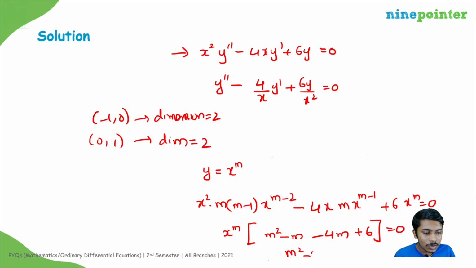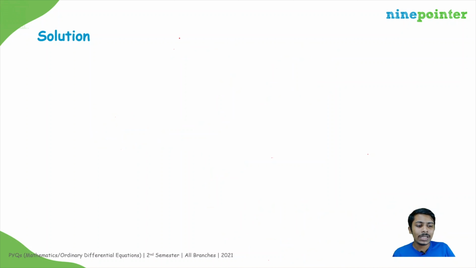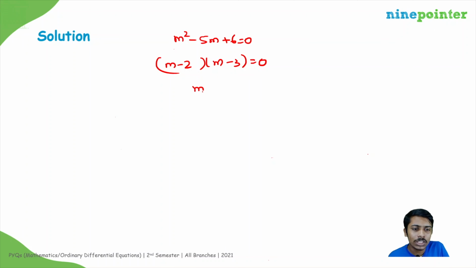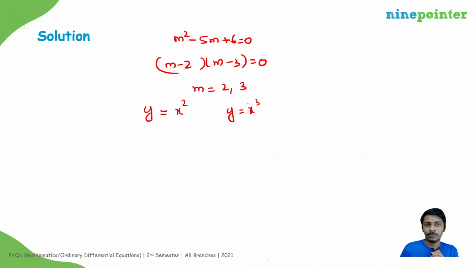That means m square minus 5m plus 6 equal to 0. We can factorize this into m minus 2 into m minus 3 equal to 0, which gives the possible values of m as 2 and 3, which gives that the given Cauchy Euler equation has solutions x square and x cube. Okay, so in the interval minus 1 comma 0, this can be a solution, right?